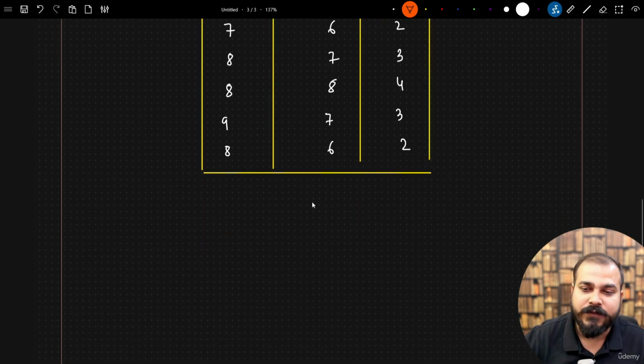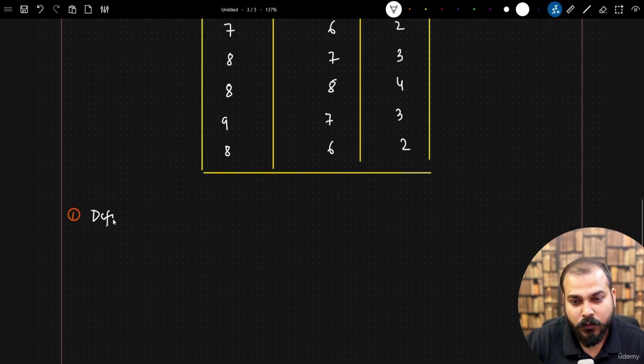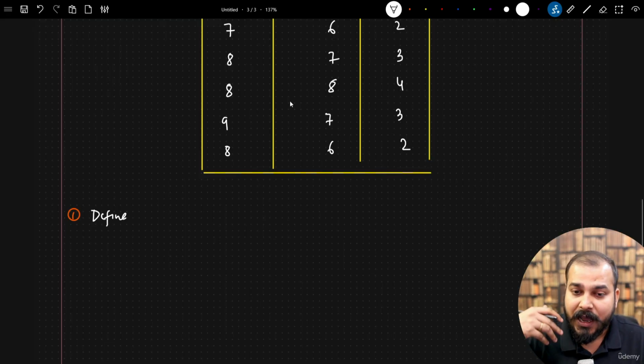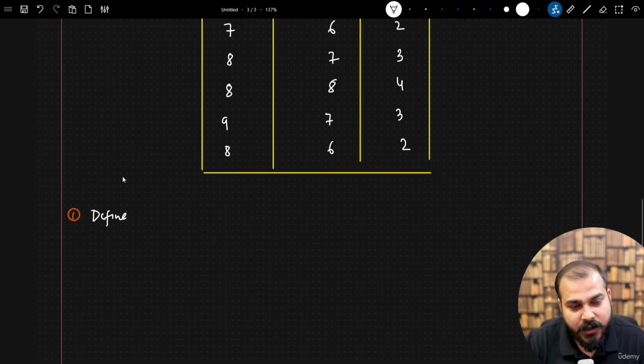Now in this case, what is the first step? The first step is that we want to compare these three samples, the means of these samples, and we will be using variance. So define the null and alternate hypothesis. This is the first step.